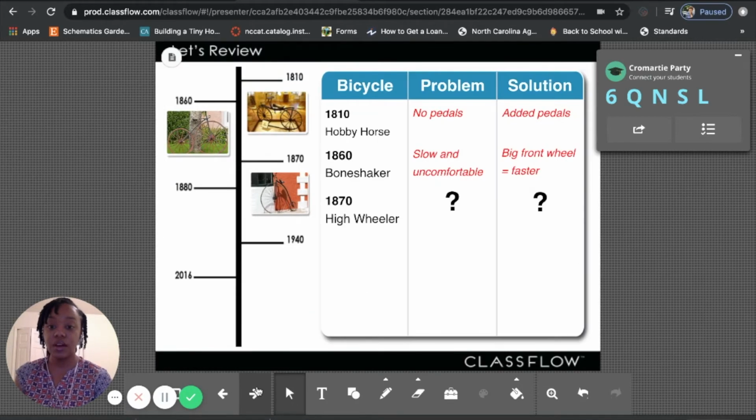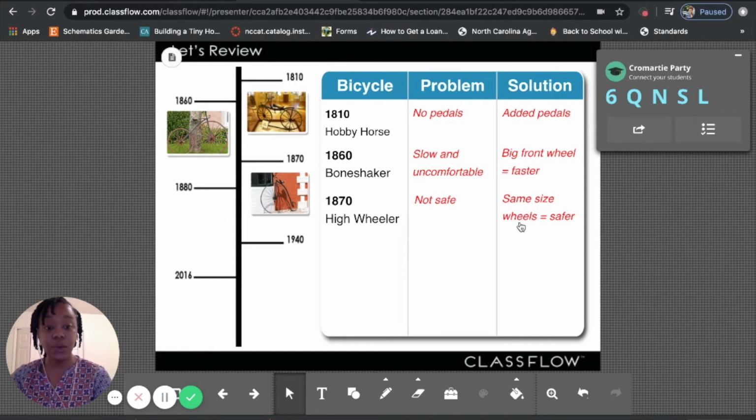Moving right along. One problem with the high wheeler was that it was not safe. You see that big wheel? Remember what the passage said, that it was easy for people to fall off and get hurt? A solution was, same size wheels equal a safer bicycle.